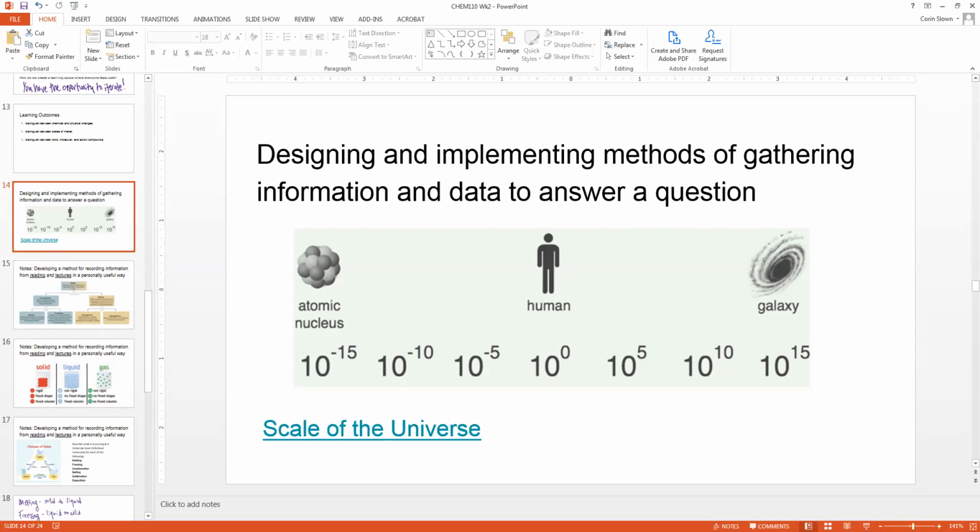So galaxies are the size of 10 to the 15th. A human being is 10 to the 0 meters. That's the same thing as saying 1 meter. Whereas an atomic nucleus is 10 to the minus 15th in scale or size.